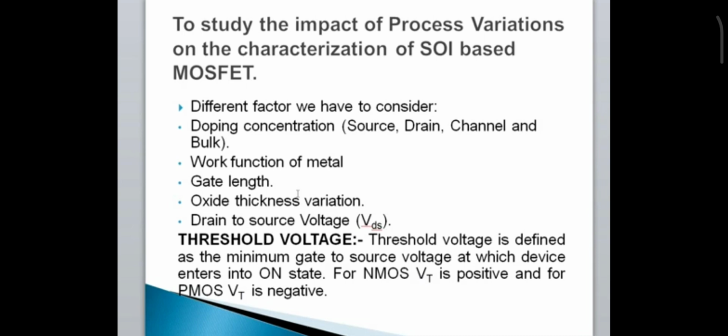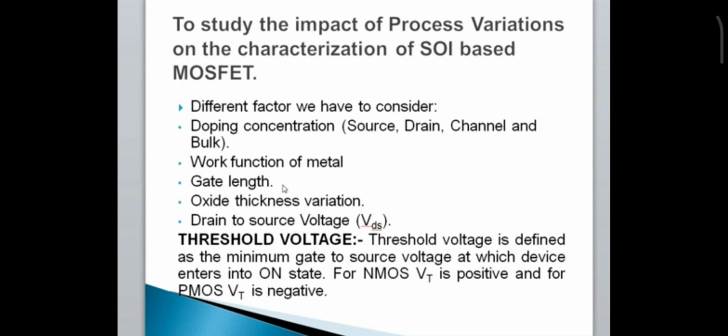Threshold voltage is defined as the minimum gate to source voltage at which the device enters into the on state. For NMOS, VT is positive. For PMOS, VT is negative. For better performance of the device, threshold voltage must be as small as possible. It is denoted as VT.